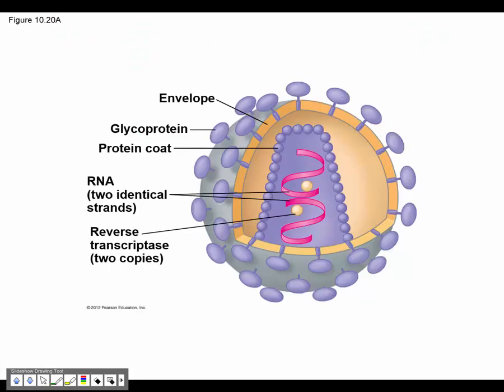So here's an HIV virus. You have your envelope, your glycoprotein coat, 2 identical strands of RNA, and reverse transcriptase, 2 copies. That's all it is. That's it right there.